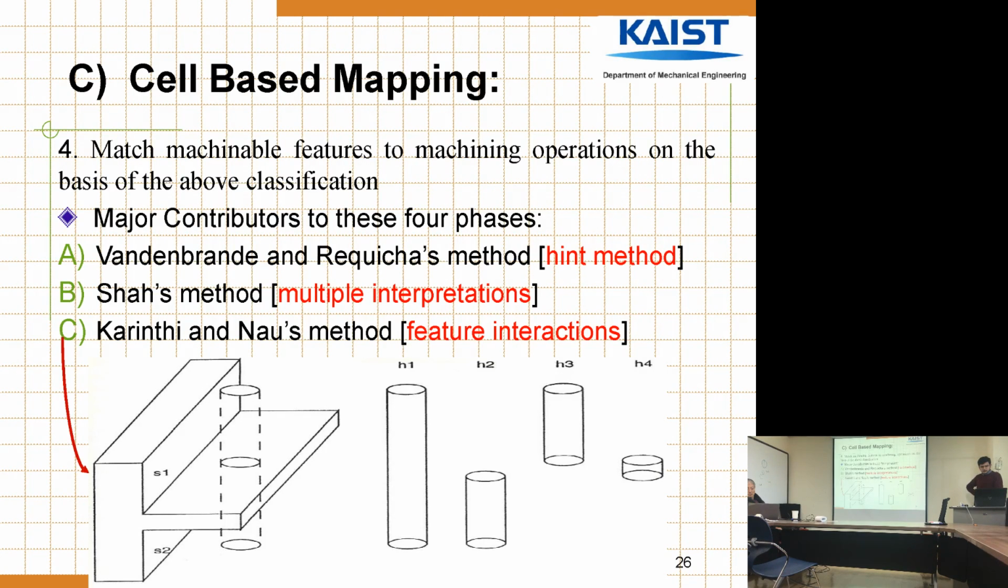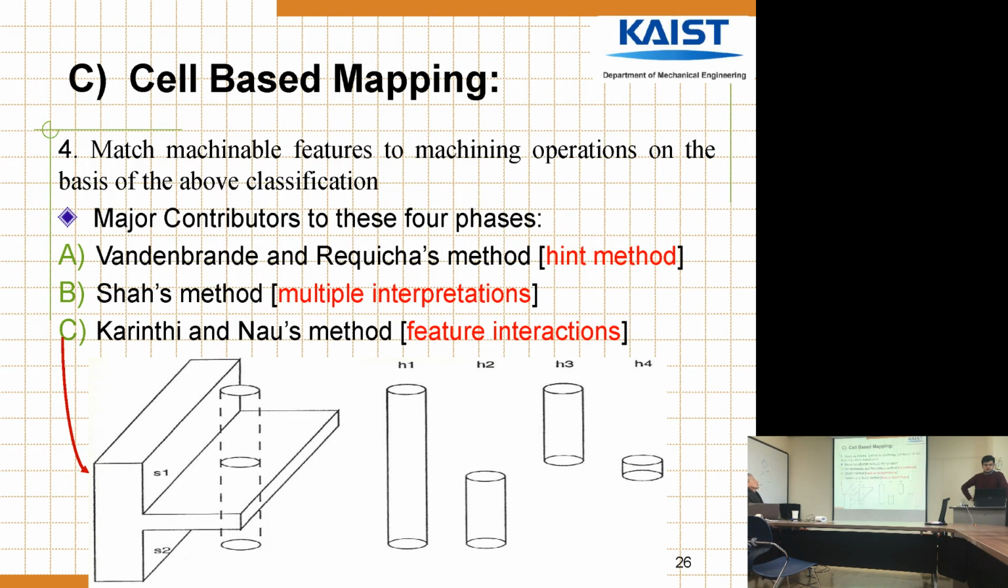I will explain the last one, in which they gave the feature interaction option. So there is not a single method that is not giving these four steps. The different methods are combined, and then these general four phases are made to have this cell-based mapping.